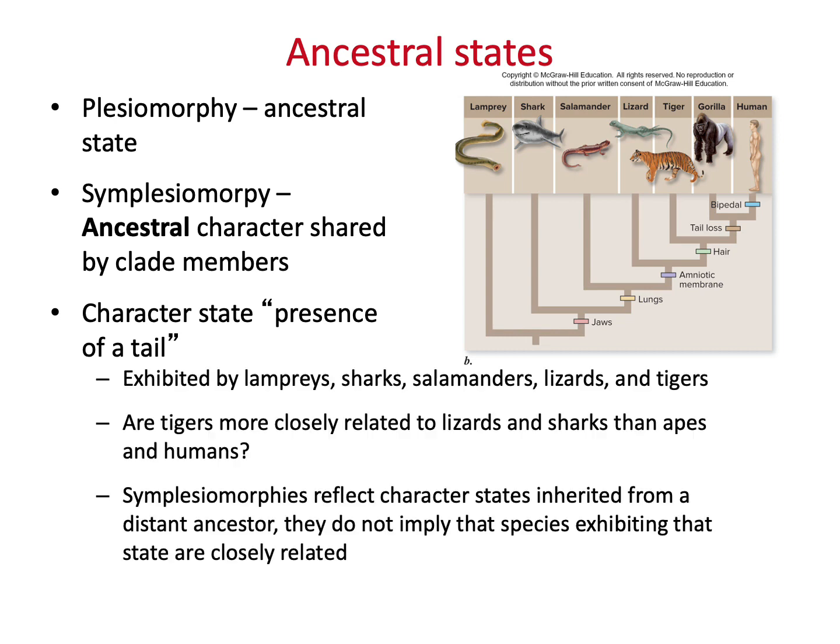So you can think about that. Symplesiomorphies reflect character states inherited from a distant ancestor. They do not imply that the species exhibiting those states are closely related. Just to make sure that when you are talking about symplesiomorphies, you are just talking about the presence of shared ancestral characters. That does not mean that they are actually closely related because they have symplesiomorphy.